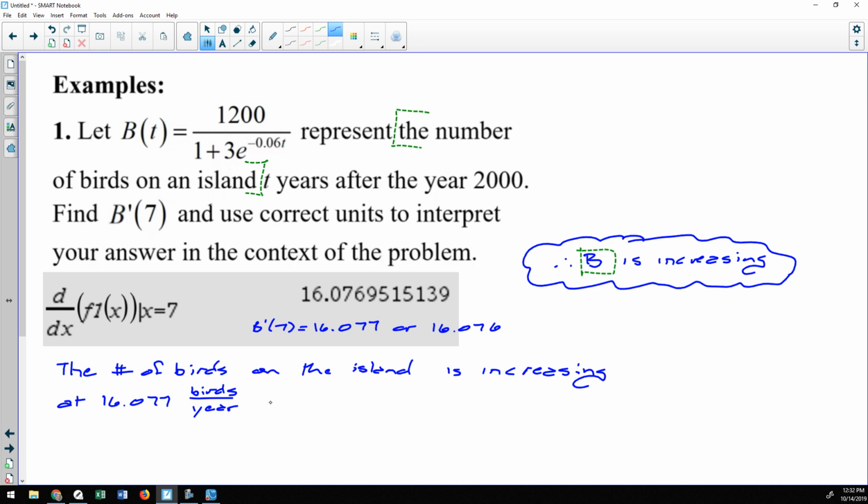So increasing at that rate when, and you can answer the next part in 2 different ways. When t is equal to 7, or in the year, what was this, t years after 2000, so in the year 2007. So you could answer the time component in two different ways, but you do need to restate the time that was used, the answer that you got, make sure you include units, and then just keep it simple. Function is increasing, function is decreasing.